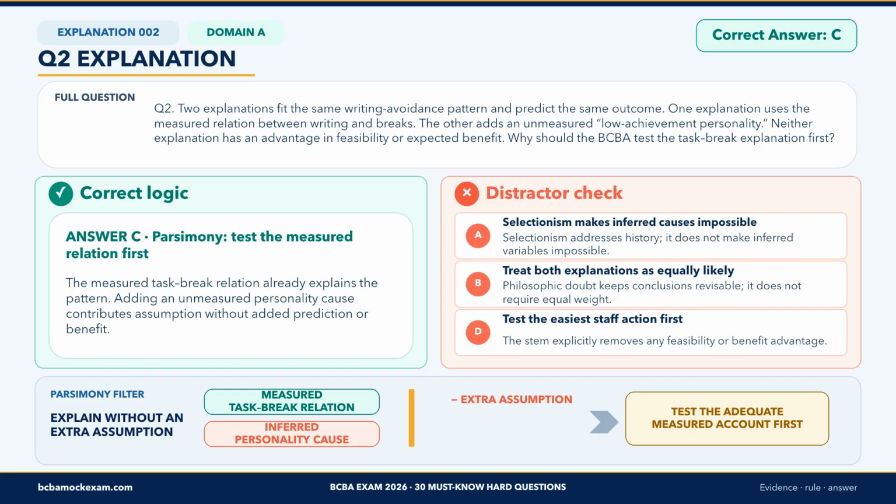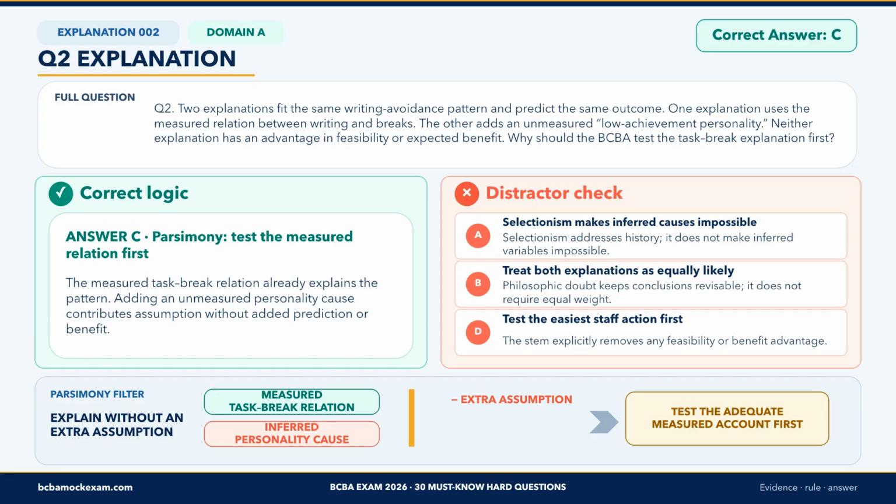The accounts have equal stated prediction, feasibility, and expected benefit. Only one requires an additional inferred cause beyond the measured relation. Parsimony favors testing the simplest adequate account before adding unnecessary constructs. The simpler account remains provisional and should change if later evidence favors another explanation. In the parsimony filter, the measured task-to-break relation survives while the inferred personality cause is removed as an extra assumption.